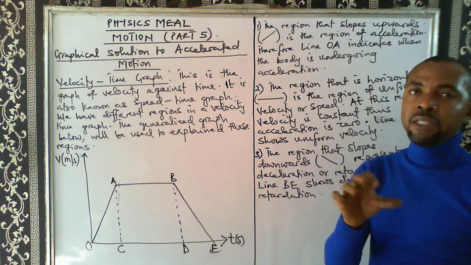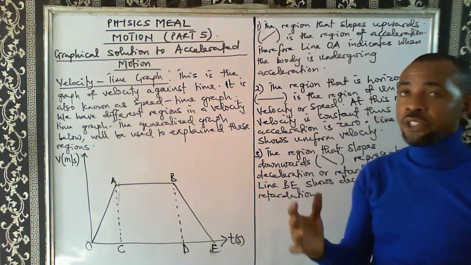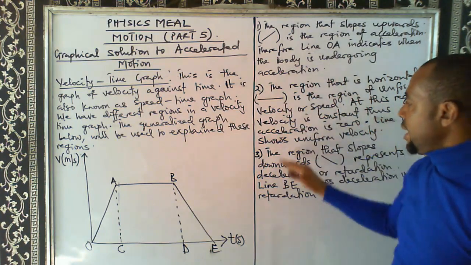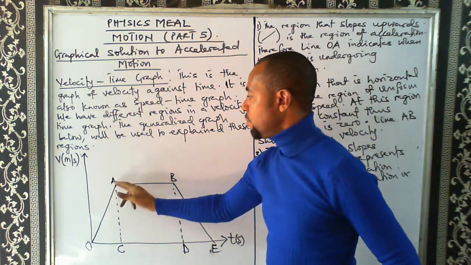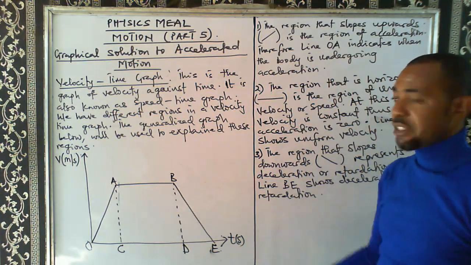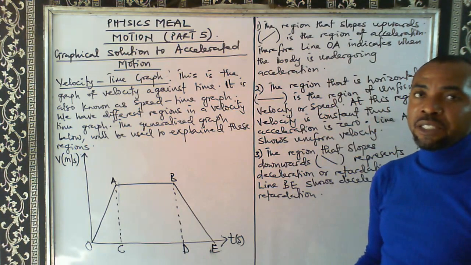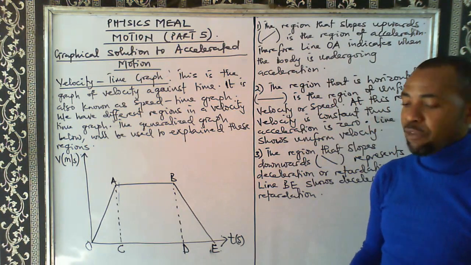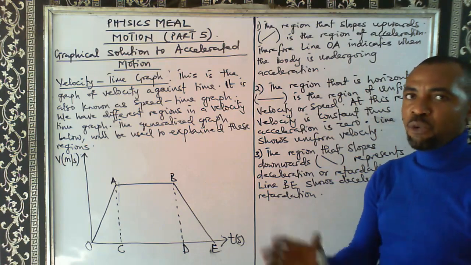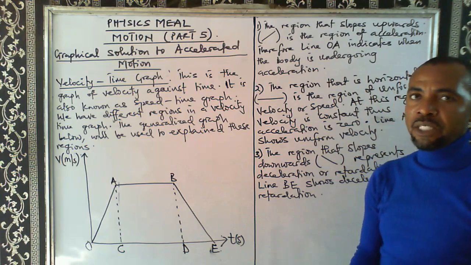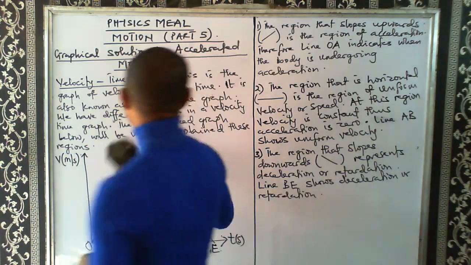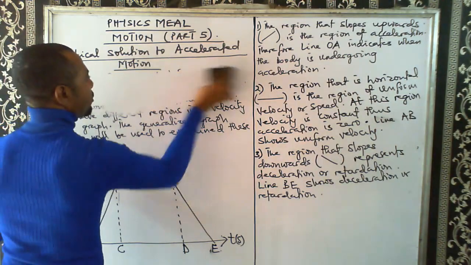So irrespective of how they draw a velocity time graph, you can actually interpret it. Since you now know what these lines represent, from here to here what it represents, from here to here what it represents. So when you know what all these represent, you can actually interpret a velocity time graph, no matter the nature of the graph. You now know when we have acceleration, when we have deceleration, when we have uniform what? Velocity or speed.